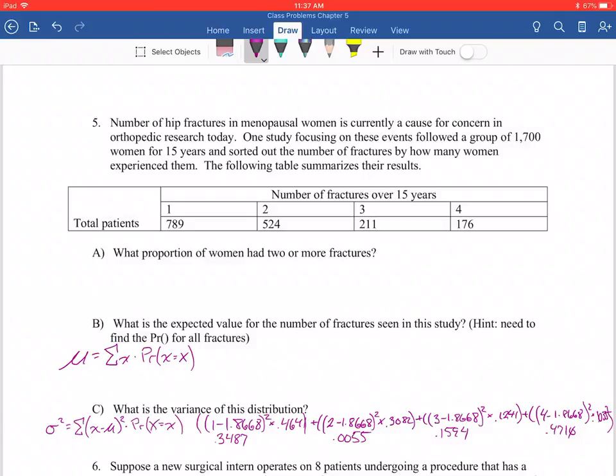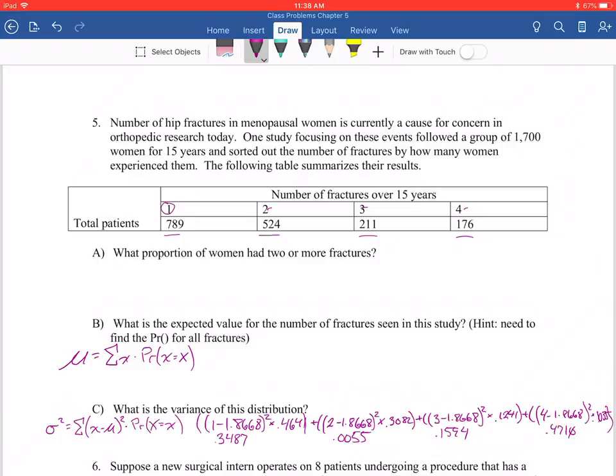So number 5, we have the number of hip fractures in menopausal women is currently a cause for concern in orthopedic research today. One study is focusing on these events following a group of 1,700 women for 15 years and sorted out the number of fractures by how many women experienced them. The following table summarizes their results. So here we have the number of fractures over 15 years and the patient. So this would represent 1 fracture, 2, 3, 4 fractures, and how many women experienced this over 15 years. So part A wants us to find the proportion of women who had 2 or more fractures.